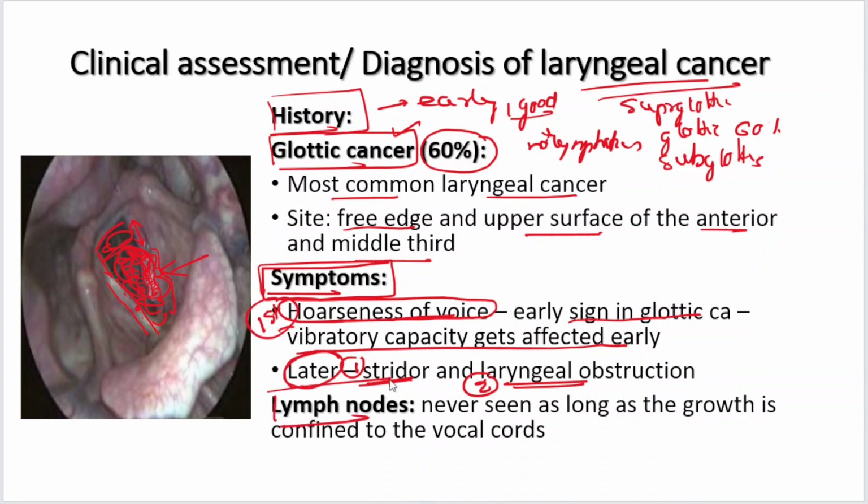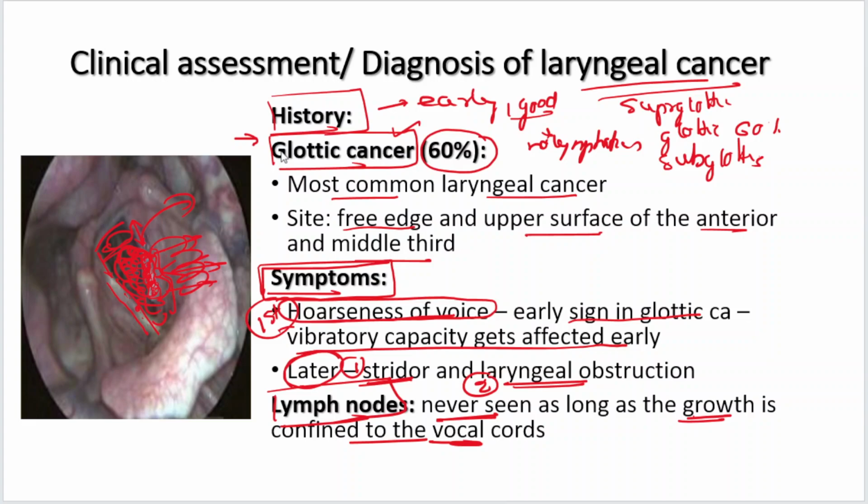Lymph nodes, in the case of carcinoma glottis, we talked about it in the previous presentation. That is never seen. You will never see lymph nodes in a case of carcinoma glottis as long as the growth is confined to the vocal cords, there will be no metastasis. Once it grows into the supraglottis or subglottis, then you will have lymph nodes. So in a case of carcinoma glottis, he will have hoarseness of voice, present to you early, and there will be no lymph nodes.